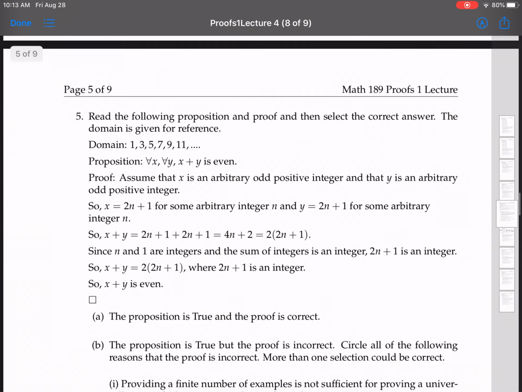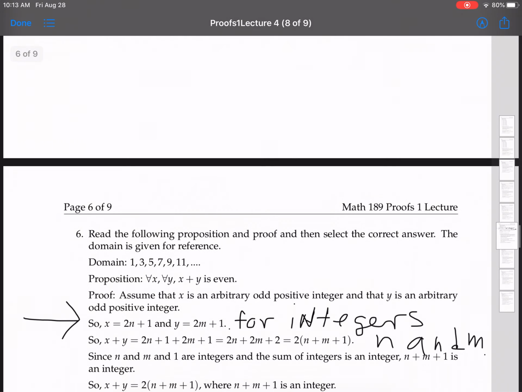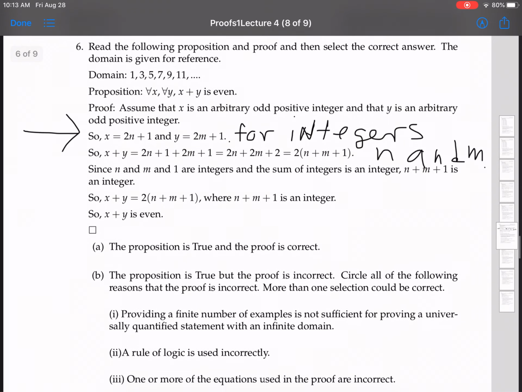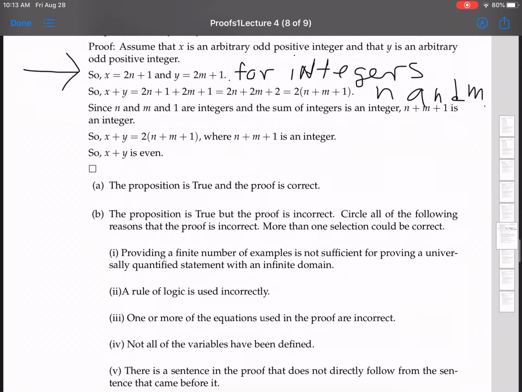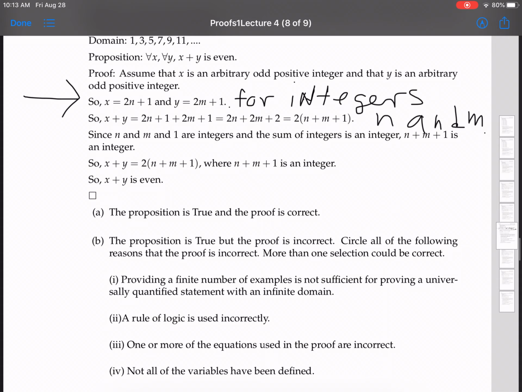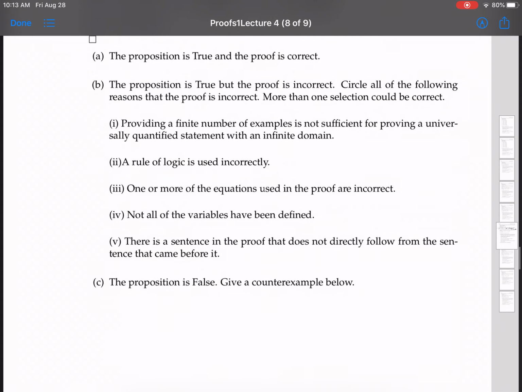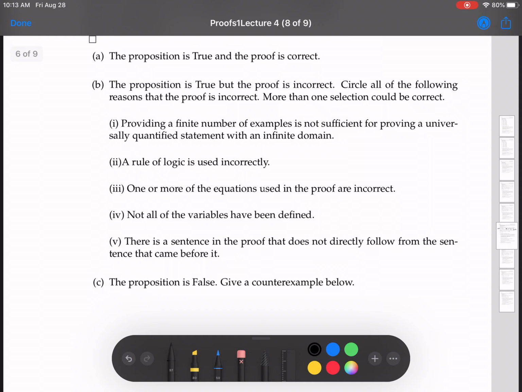All right, so back to the task at hand now. In this one, you see that the variables were not clearly defined. And so in this problem, the answer would be the proposition is true, but the proof is incorrect. And why? Not all variables have been defined.